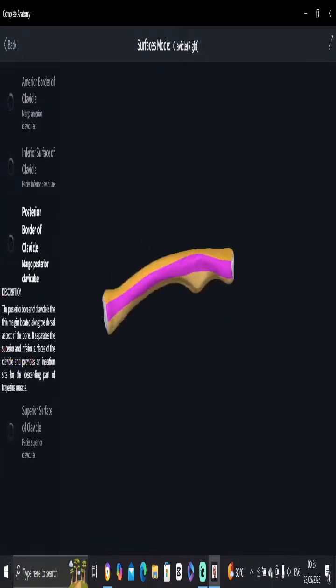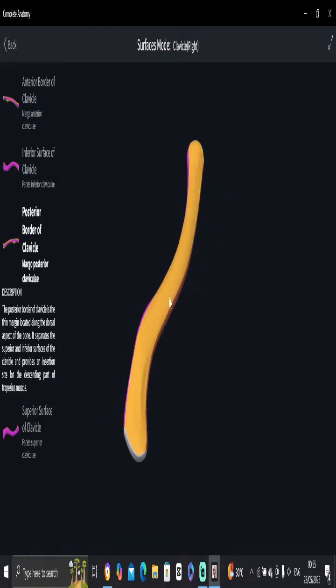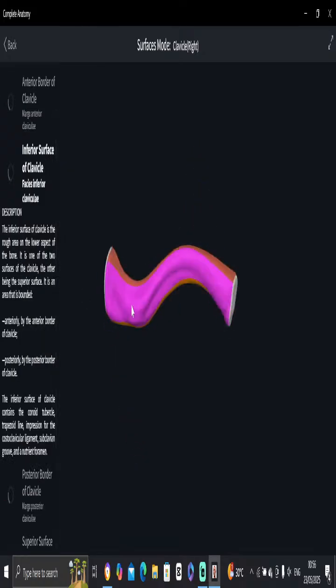If we go to the posterior border, the posterior border also separates the superior and the inferior surface. It is the insertion point for the descending fibers of the trapezius muscle. So on the posterior aspect we have the trapezius muscle, and on the anterior aspect we have the pectoralis major and the deltoid muscle. When we'll be talking about the muscles of the upper limb, we'll illustrate the origin and the insertion points of these muscles. We can see the inferior surface is generally roughened.